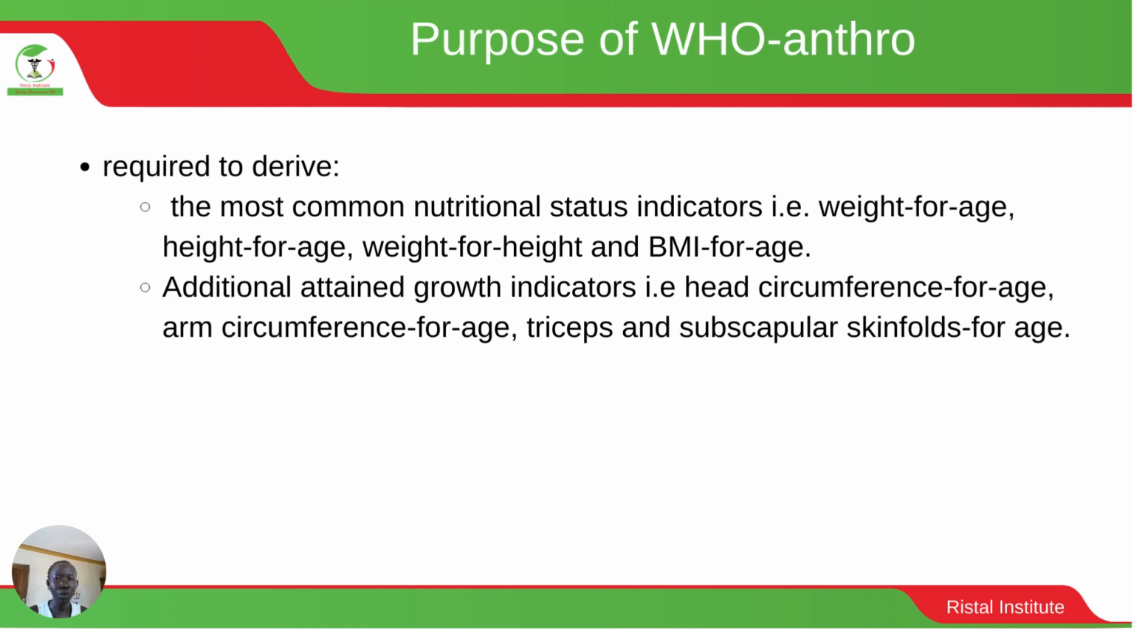So what is the purpose of WHO Anthro? WHO Anthro is required to derive the most common nutritional status indicators, and these include weight for age, height for age, weight for height, and BMI for age, and it is basically used for children less than 5 years of age. The additional attained growth indicators also can be analyzed using WHO Anthro. For example, the head circumference for age, the arm circumference for age, triceps and subscapular skin folds for age.